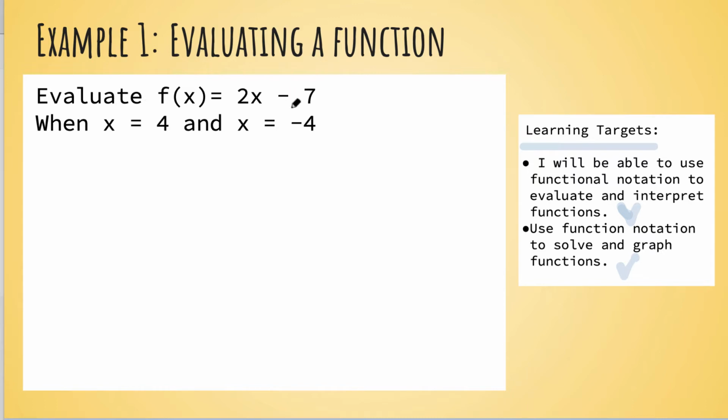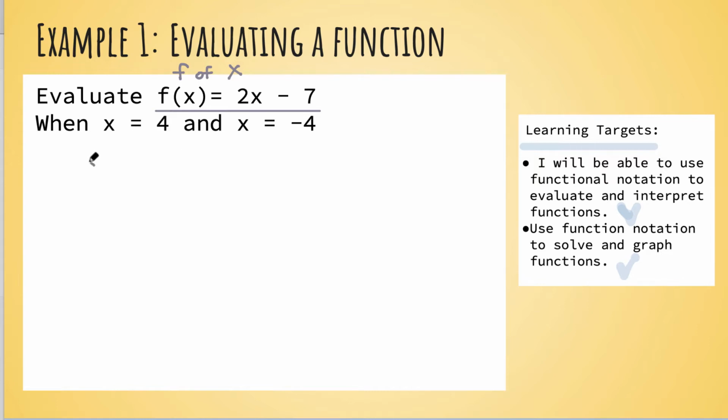All right, so we are evaluating a function for example 1. We can see our function here. This is a linear equation. And the way we say this is f with x in the parenthesis. This is f of x. So f of x is equal to 2x minus 7. So we want to know what's f of x, or what is the output when x equals 4.